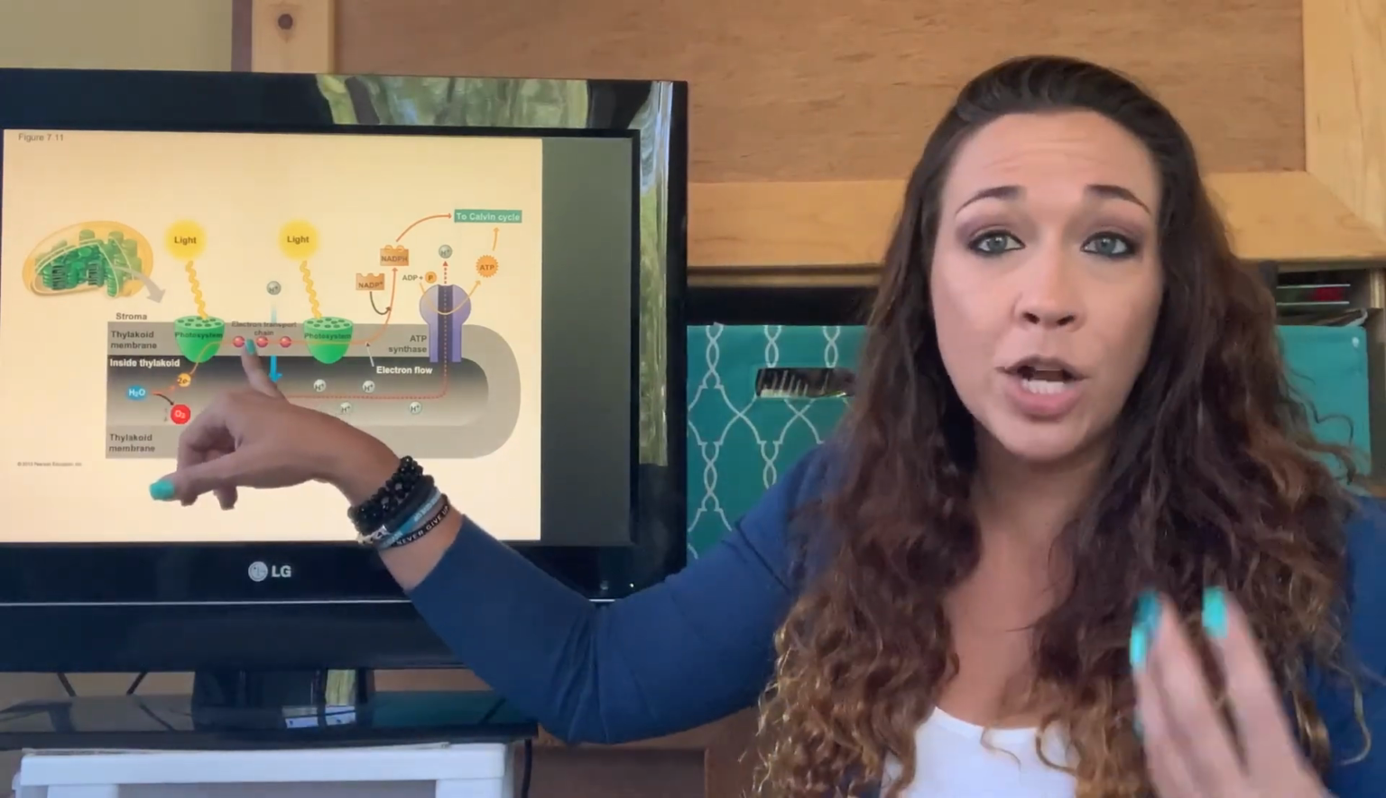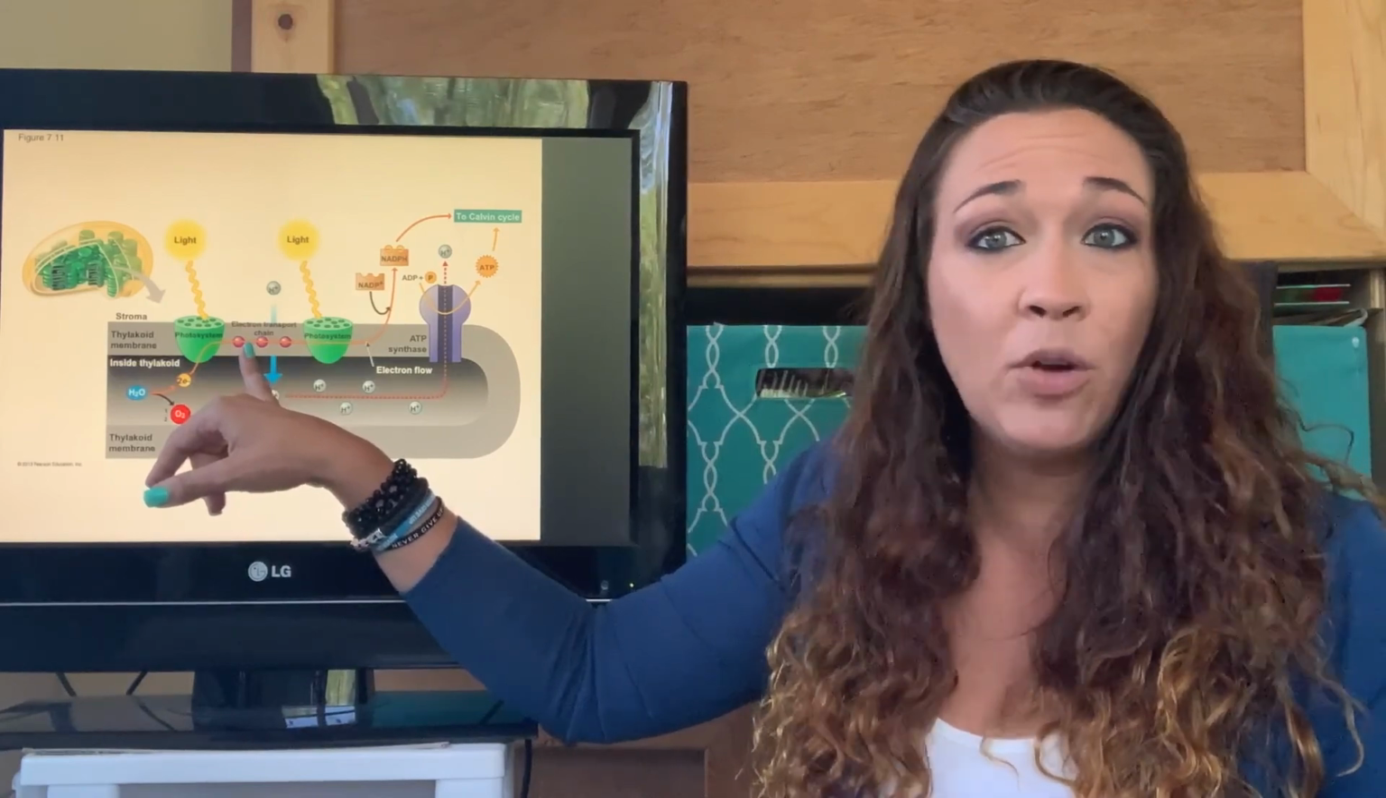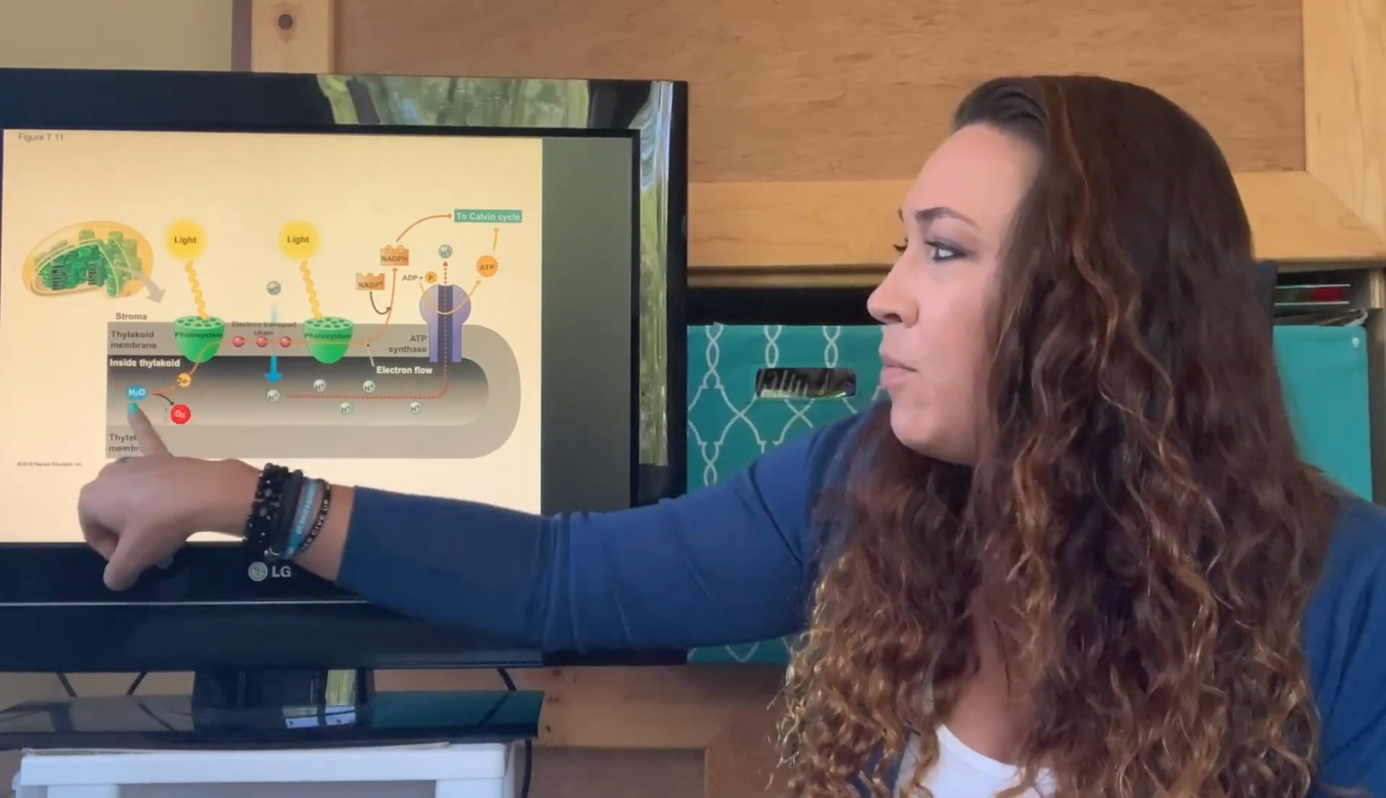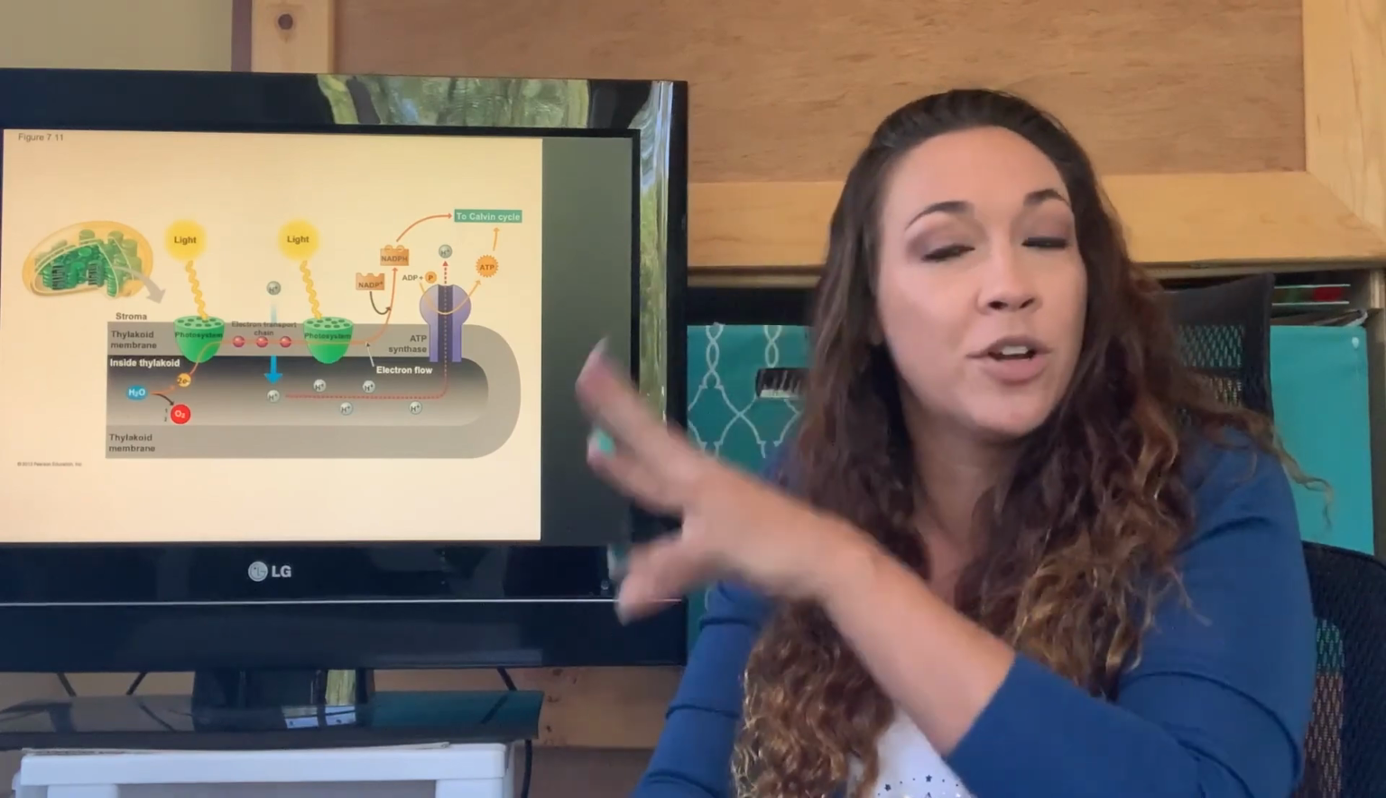Now, instead of the mitochondrial membrane, we're inside the thylakoid membrane. Very similar, very similar. Okay? We're going to go from one to the other to the other. We're going to be moving these electrons down. It's going to trigger this pump, and this pump, and this pump.